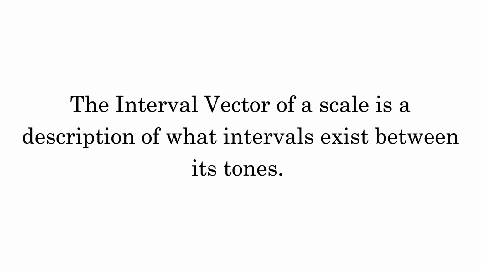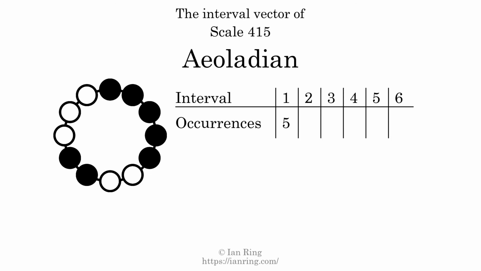The interval vector of a scale is a description of what intervals exist between its tones. There are 5 intervals with a size of 1 semitone. They are here, here, here, here, and here. There are 3 intervals with a size of 2 semitones. They are here, here, and here. There are 3 intervals with a size of 3 semitones. They are here, here, and here.